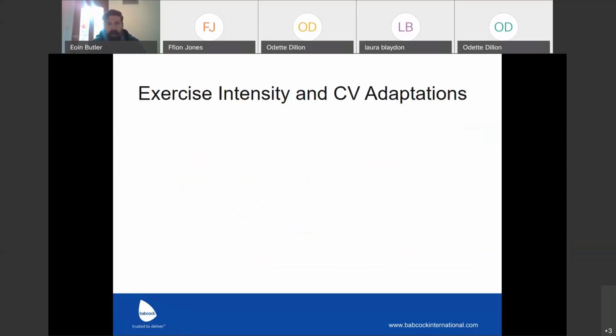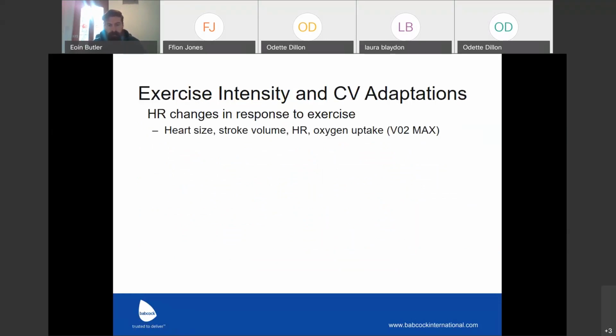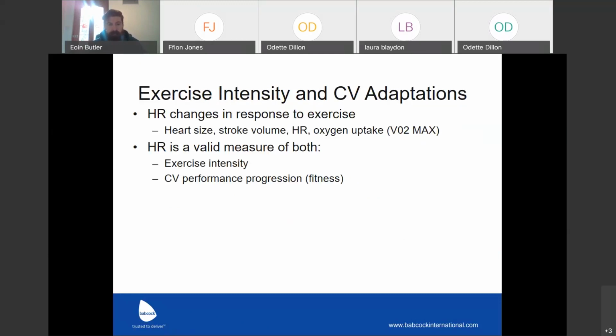Okay. Exercise intensity and CV adaptations. So heart rate changes in response to exercise. Heart size, stroke volume, heart rate, oxygen uptake, and VO2 max will all increase when you exercise. Heart rate is a valid measure of both the exercise intensity and the cardiovascular performance progression. So when we train a client, we can use their heart rate to look at what intensity they're working at, but also look at their heart rate over a period of time and see if they are progressing, if they are improving their fitness level.